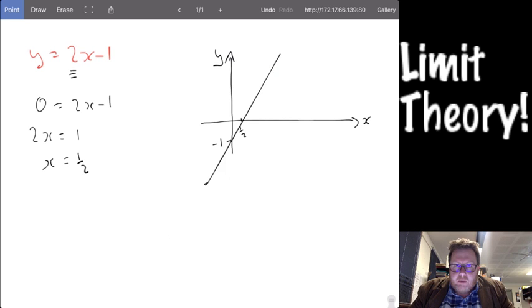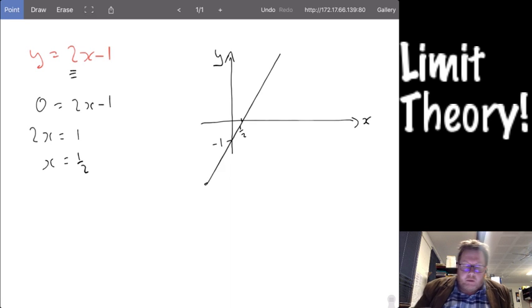So that's no surprise. The average gradient, which would be taking any 2 points and working out the gradient, is 2. So the average gradient, the instantaneous gradient, the gradient all along the straight line is 2. I think I've said that enough, right? The gradient is 2. Okay, so we'll move on from that. So if limit theory is worth anything, then if I apply the same concept of limit theory to this function, then I should get 2, right? I mean, that's hopefully obvious.